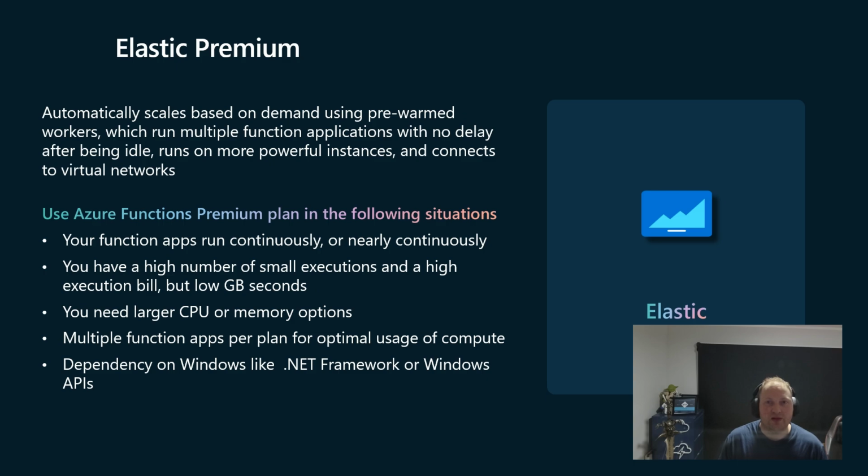Use Azure Functions Premium Plan in the following situation. You want your Azure Function apps to run continuously or nearly continuously. You have a high number of executions, or you have a small number of executions but a high execution bill, but low gigabytes per second. You might need larger CPU or memory options. Multiple function apps can run per plan for optimal usage of compute, which really aligns to that sustainability story as well. And you have dependencies on Windows like .NET Framework or Windows APIs as well.